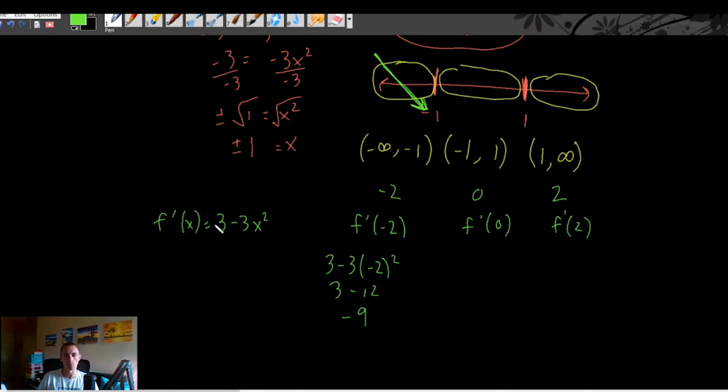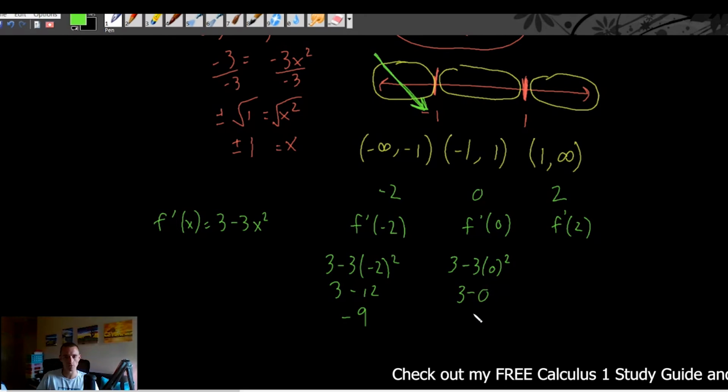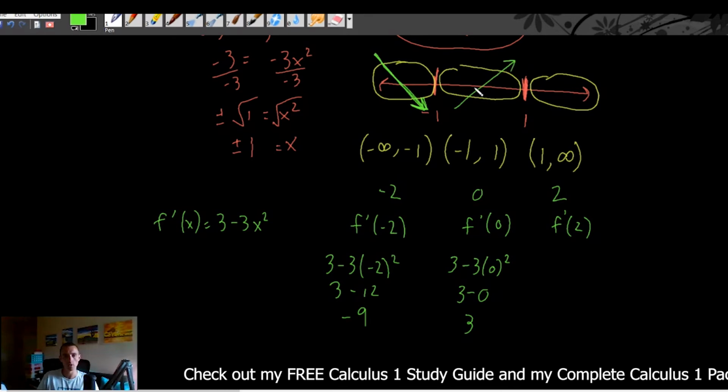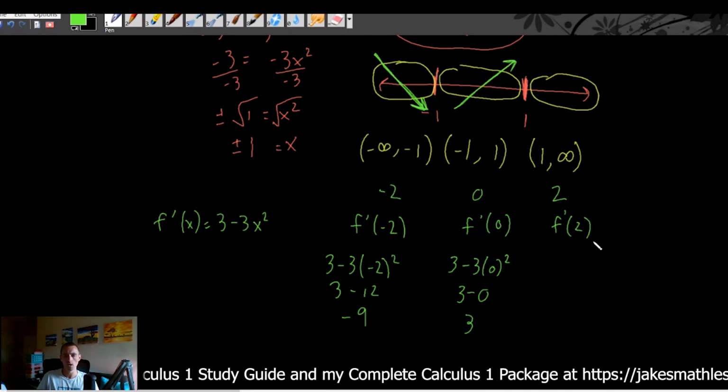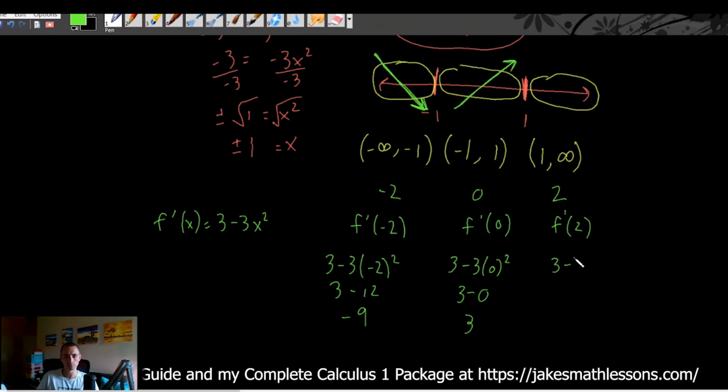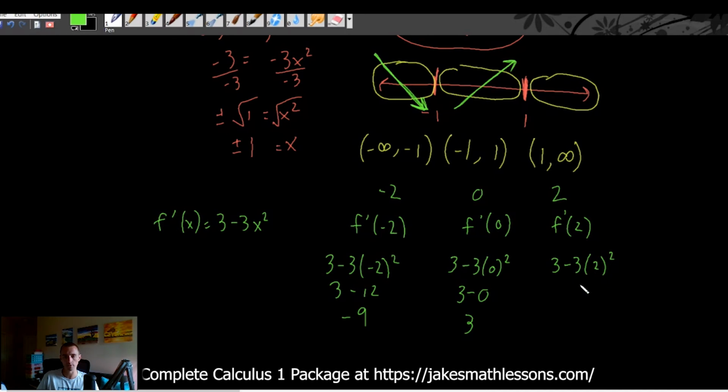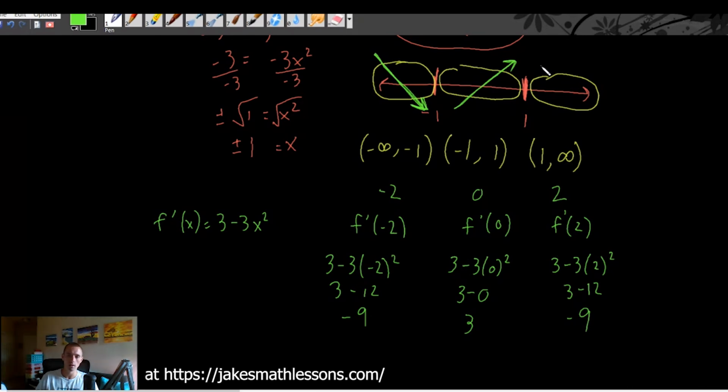So again, we're going to do the same thing. We're going to plug 0 into f prime. So that's going to be 3 minus 3 times 0 squared. 0 squared is 0, times -3 is 0. 3 minus 0 is 3. So this is positive, which means f has a positive slope, which means f is increasing from -1 to 1. Okay, and then we're going to do the same thing with +2. 2 squared is 4, times -3 is -12, which again gives us -9. Negative slope for f within this interval means that we have an interval of decrease right here.